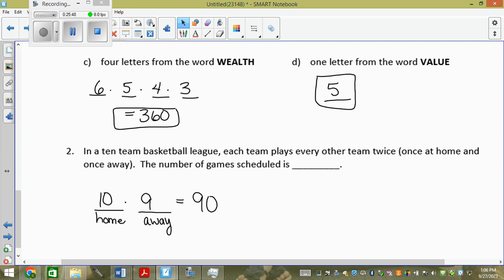This counts into account home and away. You're wrong. So you don't times it by 2. If it were once, you'd times it by 2, but we're counting home and away, so it makes a difference. Okay.